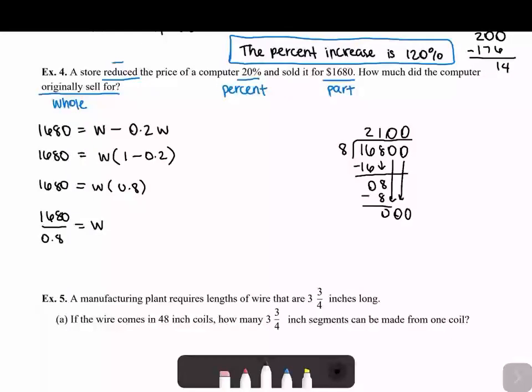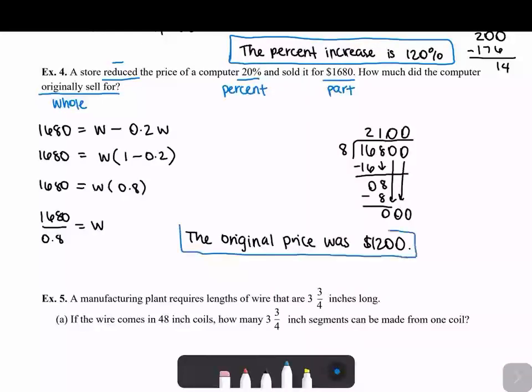So that's all we had to do to solve this problem. That tells us the original price was, oh, sorry, not $1,200, $2,100. Okay, and that's all you have to do.